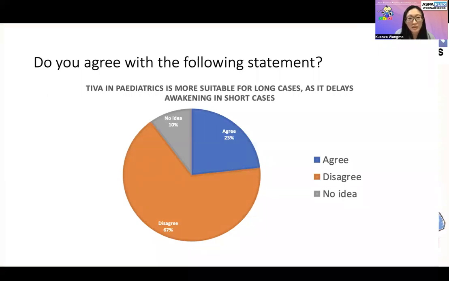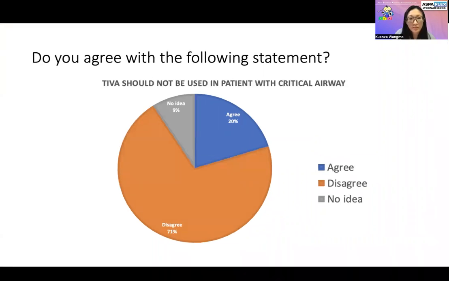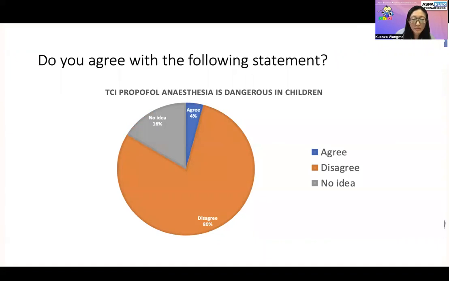67% disagreed that TIVA in pediatrics is more suitable for long cases as it delays awakening in short cases, while 23% agreed and 19% had no idea. Similarly, 71% disagreed that TIVA should not be used in patients with critical airway, while 20% agreed and 9% had no idea. And 80% disagreed that TCI propofol anesthesia is dangerous in children, while 16% had no idea and 4% agreed.